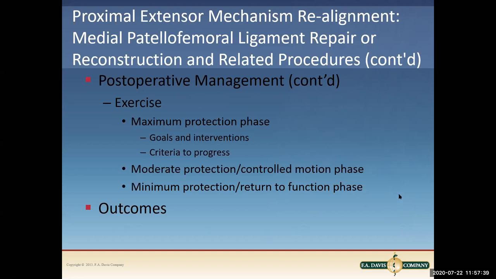During the maximum protection phase, a lot of times we're going to mainly focus on just those set exercises for the quads, getting that VMO to properly track. And then as we move through the rest of the return to function phase, that's when we start getting into our normal everyday exercises, like your long arc quads, your squats, leg press, activities like that. The outcome should be for the patient to have normal function with minimal patellofemoral pain.